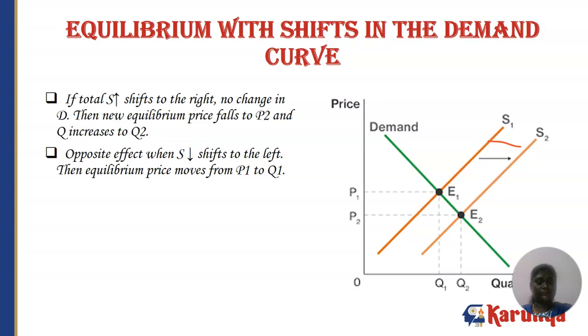When it is the opposite, when there is a reverse shift in the supply curve, automatically the price moves from P2 to P1 and there is a decrease in quantity, that is, it decreases from Q2 to Q1.